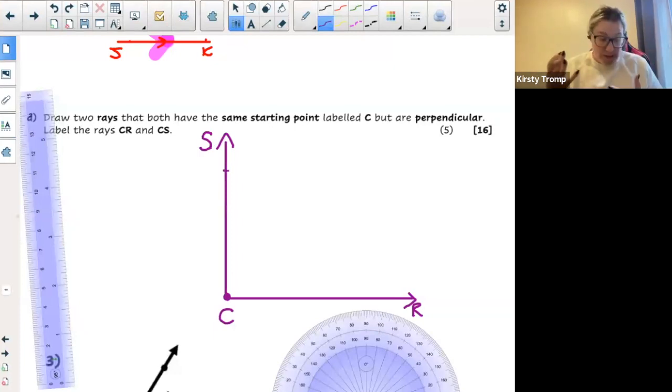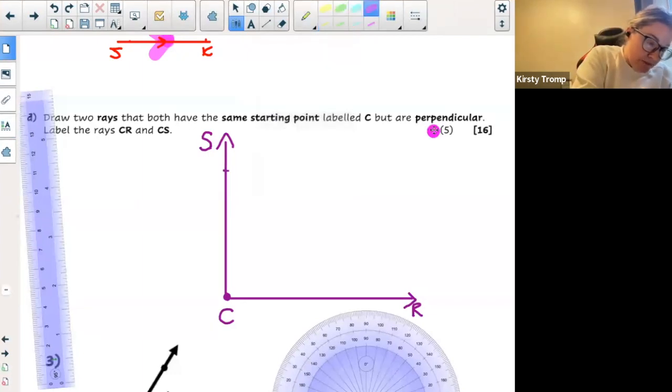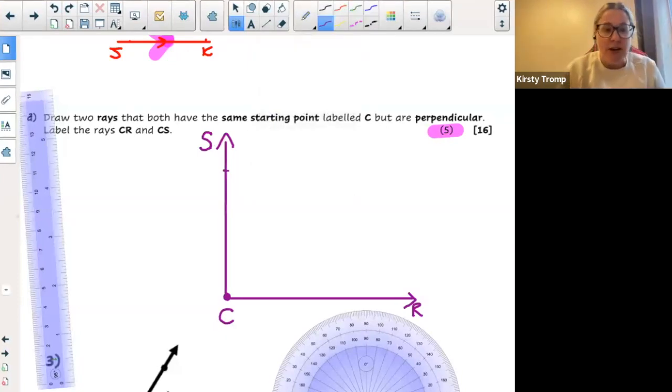Have I got 100% for this question? It's out of 5 marks here. Who can tell me if I've got 100% for this question? Who's going to mark with me? Hands. Where's some hands? I see some people saying no. Okay. Tate.